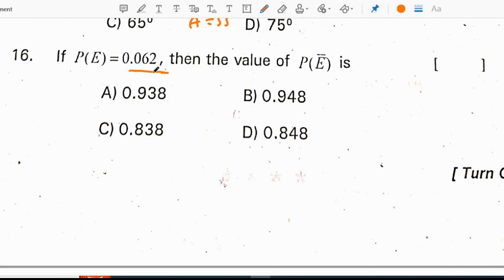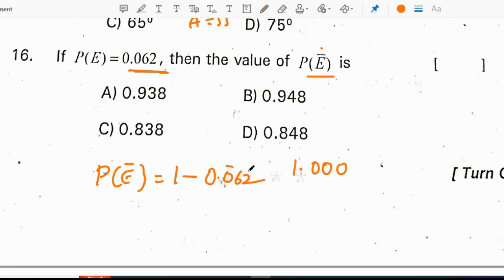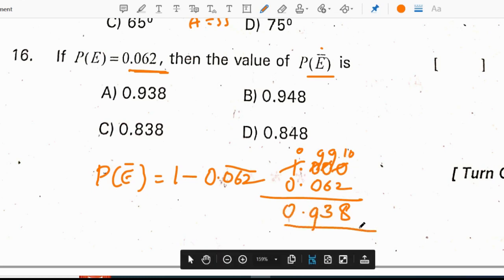P of E is equal to 0.062, then value of P of not E is. Whenever E or not E is asked, students, we have to do 1 minus the given value. 1 minus 0.062. For 1 we have to write 1.000, because the decimal number given in the question has 3 decimal places, 062. So it will become 10, 9, 9, 0. 10 minus 2 is 8, 9 minus 6 is 3, 9 minus 0 is 9. Correct option is 0.938. Option A is the correct answer.